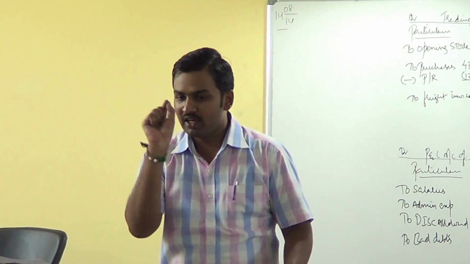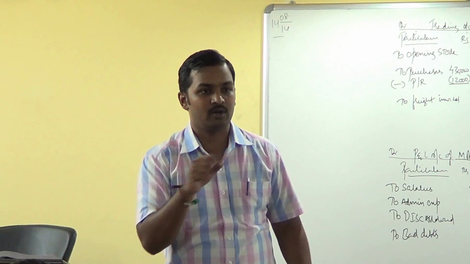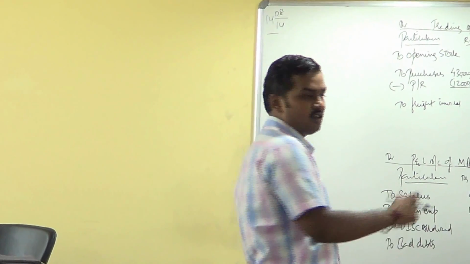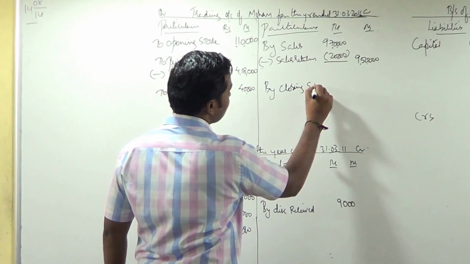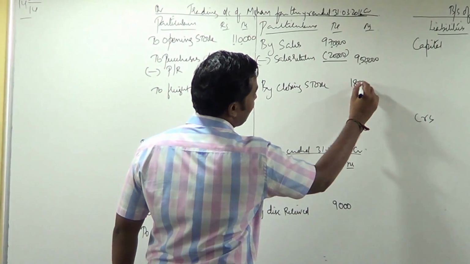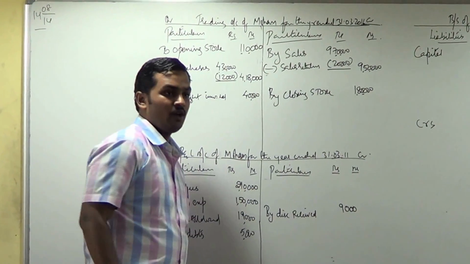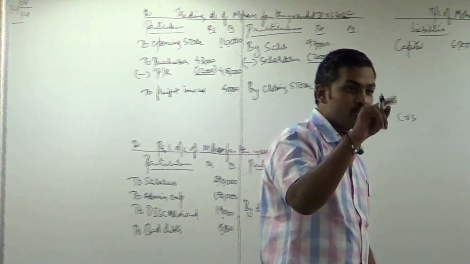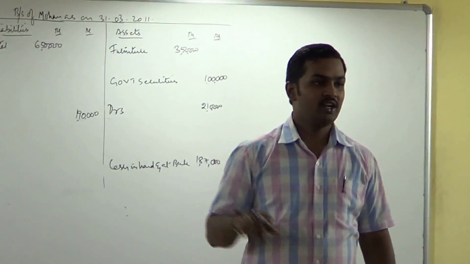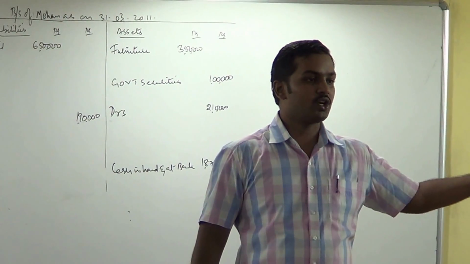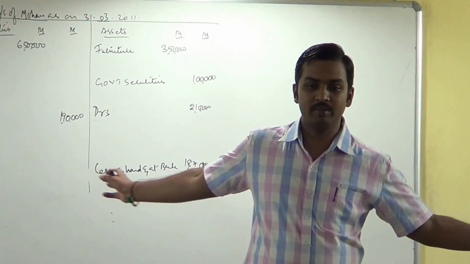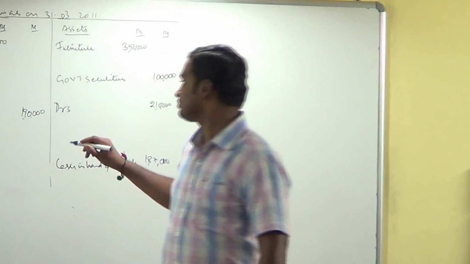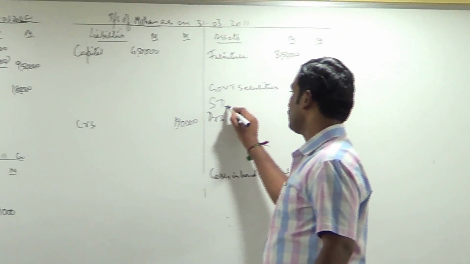So how will I remove it? I cannot just strike it off and write the remaining amount. I write it on the credit side. What do I write here? By closing stock, 1,80,000. What is the entry I passed? Closing stock account debit to trading account. When I pass this entry, trading account is credited, closing stock account will be debited. It will show a debit balance, which is shown in the balance sheet asset side. Stock.